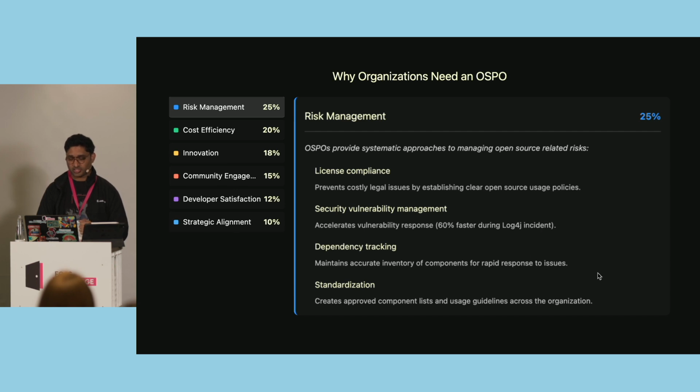And the third one is dependency tracking. OSPO keeps track of all the open source projects used within the company for a product. For example, if there is any issue found in an open source project, the OSPO can easily and rapidly solve the issue in the product. And the fourth one is standardization. OSPO also makes a list of approved software for developers to use, in order to reduce the wild west approach to open source adoption.